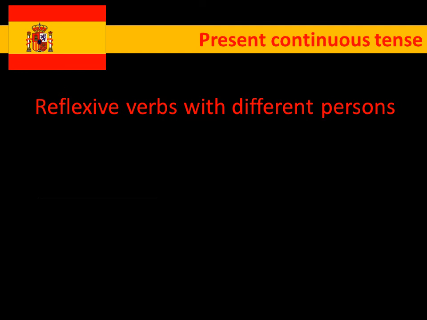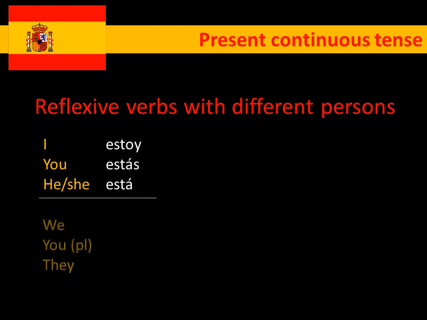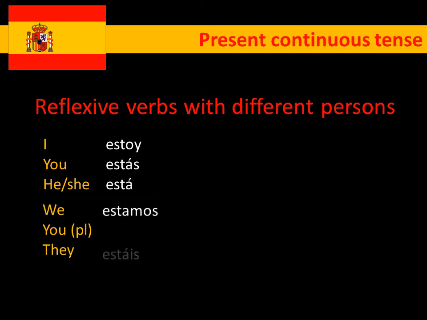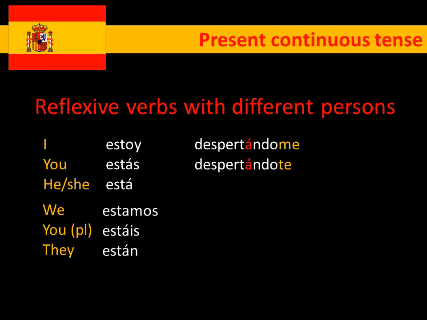Okay, finally we're going to look at reflexive verbs with different persons. So again we're going to look at estoy, estás, está. We're going to look right the way through. Estamos, estáis, están. So as we had before, and then we'll use despertándome or despertando as the example. So estoy despertándome. I'm waking up. Estás despertándote. So the te. Está despertándose. He is waking himself or she is waking herself up.